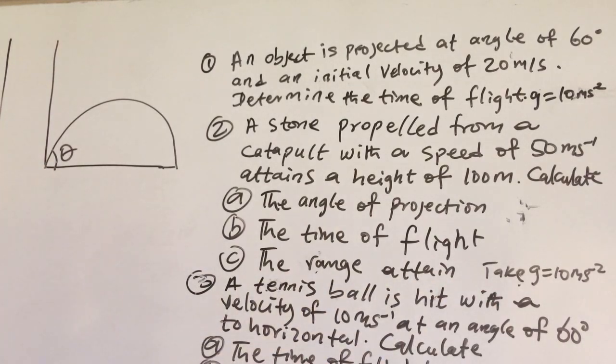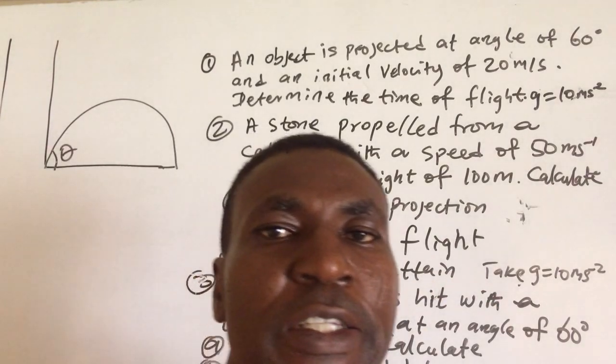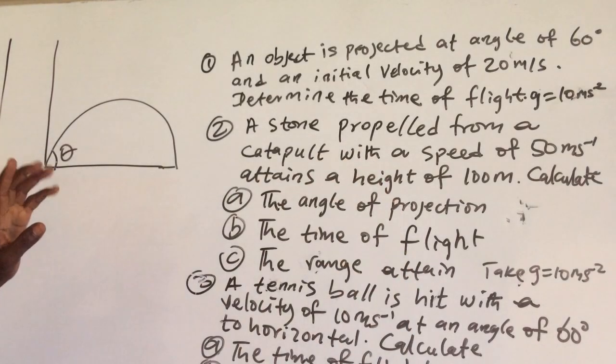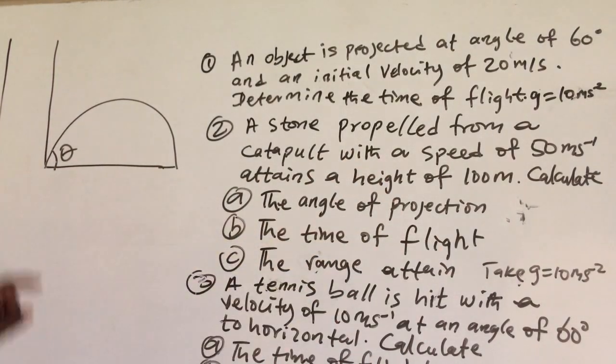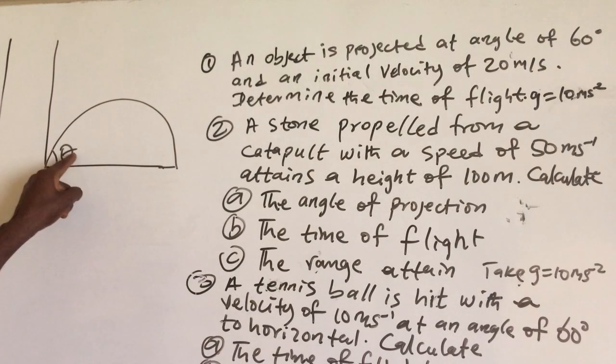Okay, now we have to solve this, right? Using the first question, we should calculate the angle of projection. The angle of projection is this angle. This is what they say we should find, okay?